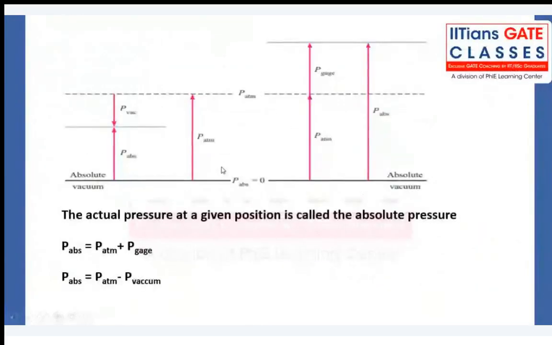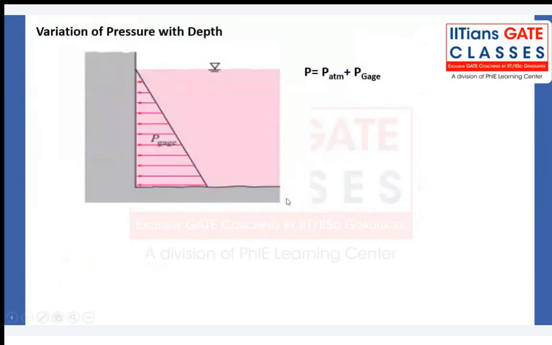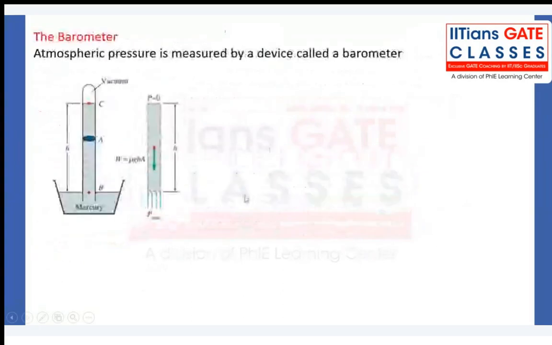So we have seen that, right? If I just give a very quick review of what we have discussed, we have discussed the types of pressure, that is absolute pressure, atmospheric pressure, and gauge pressure, right? Moreover, we have also discussed that the gauge pressure can be positive, it can be negative, but absolute pressure can never be negative, right? So on the basis of that, we will discuss the concept of barometer.